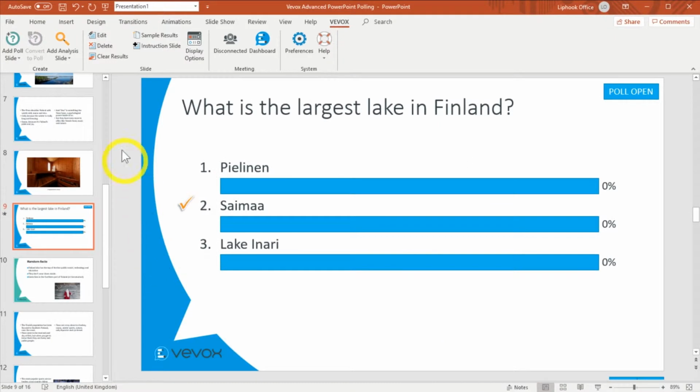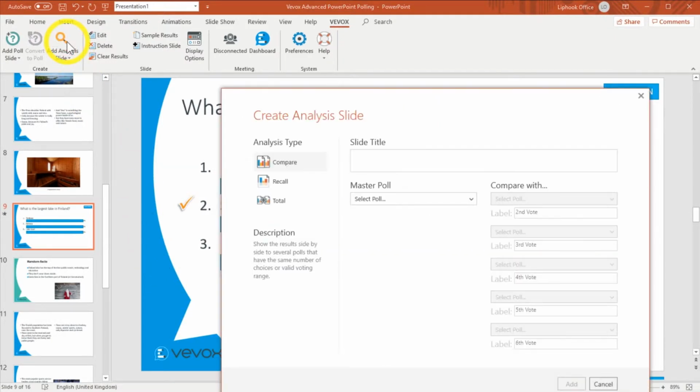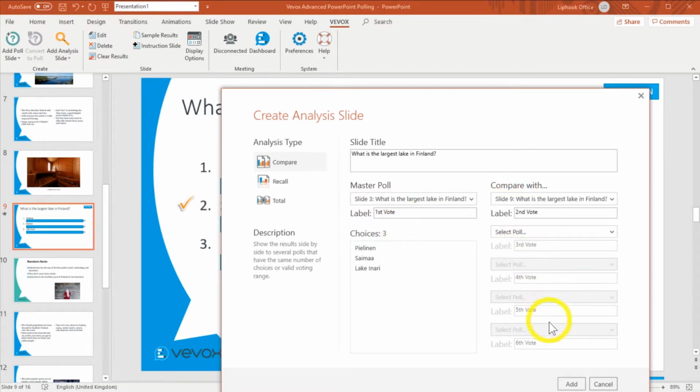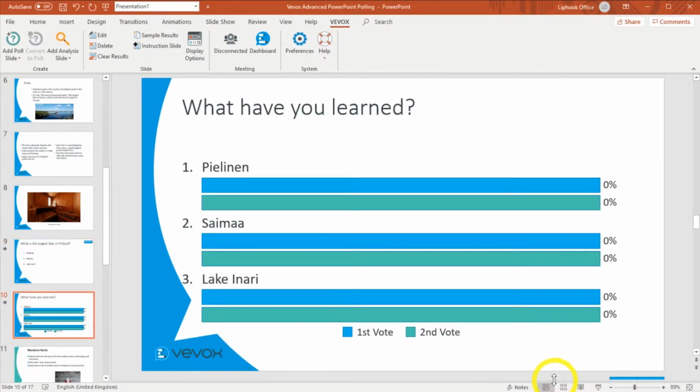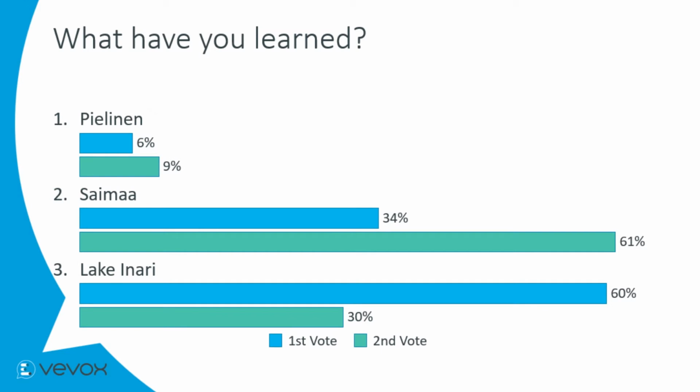To create the comparison results slide, select the master poll. This will be the initial poll slide that you created, and then select the second poll that we're comparing it with. All that's left to do is give the comparison slide a title and you're done. When you reach this slide in your presentation, the comparison slide will pull data from both the polls you selected, and you can clearly see the results side by side for a direct comparison.